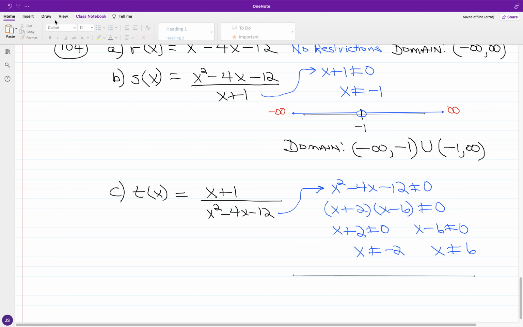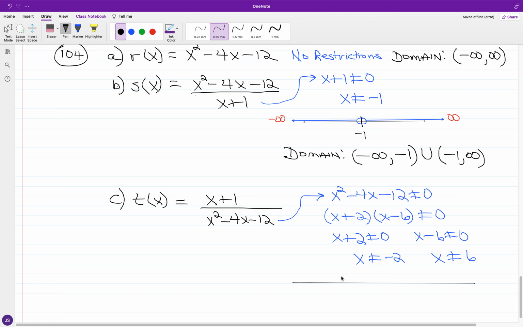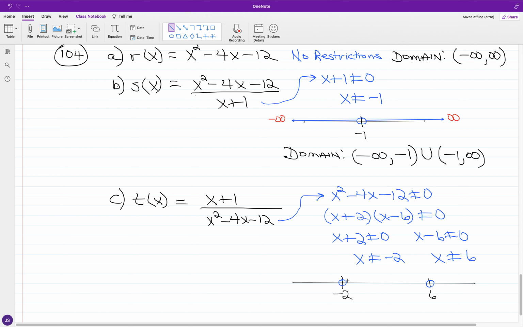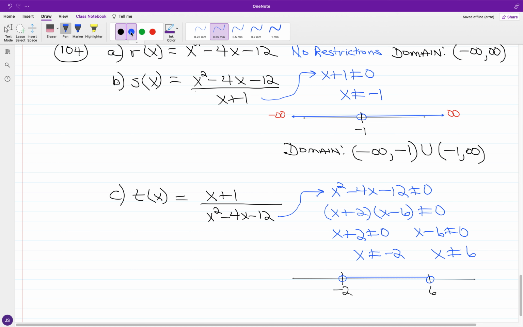And so for the numbers of interest, you have -2 and 6. Again, both of these numbers are left out. You have open circles to indicate the exclusions. And so what is going to be allowed are those values in between -2 and 6, and also those values greater than 6, and also those that are less than -2.